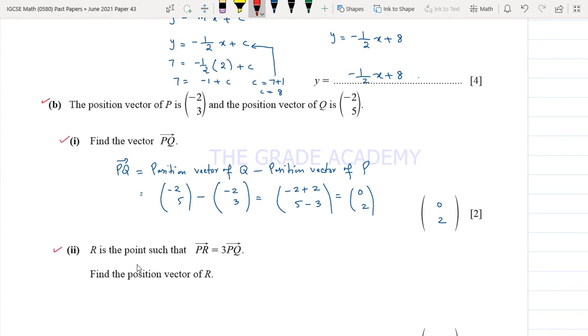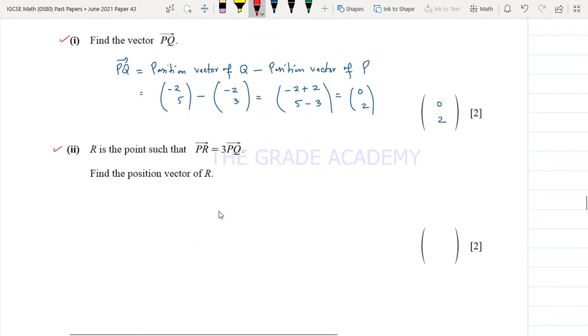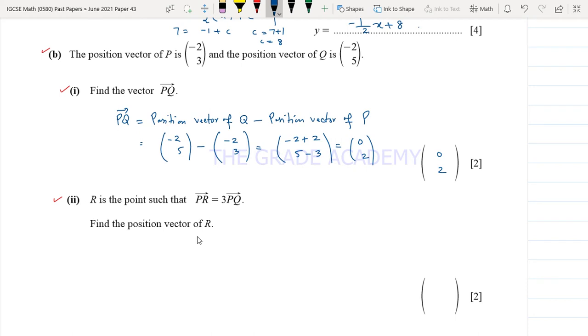Now the second part. R is the point such that vector PR is equal to 3 times vector PQ. Find the position vector of R. Here PQ is the same vector that we calculated in the first part. Now we have to find the position vector of R. So let us suppose that the position vector of R is the vector (x, y).